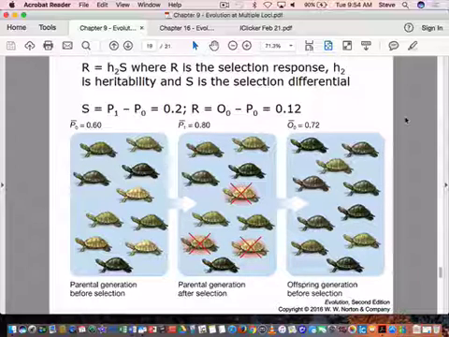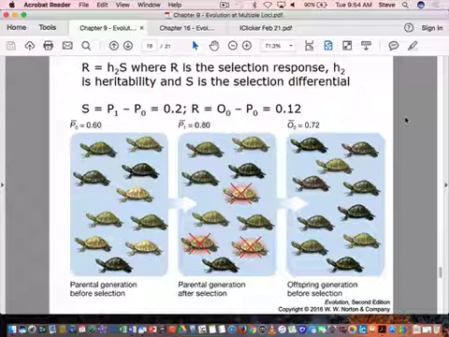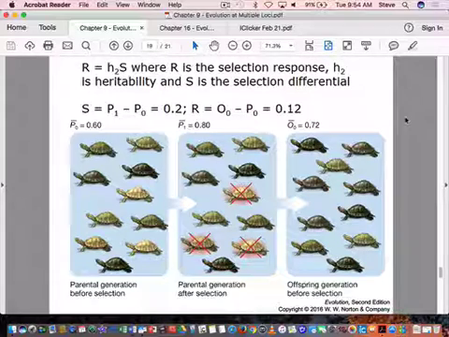Let's look at how we determine first what's called the selection differential. I'm not going to ask you to do this, but the selection differential is the difference in the average value of the trait in the parental generation after selection minus the parental generation before selection. So it's telling you how much the average value of the trait has shifted just within the parents. It's shifted from 0.6 to 0.8, so the value is 0.2. So there's been about a 20% increase in the average value of coloration when these individuals died.